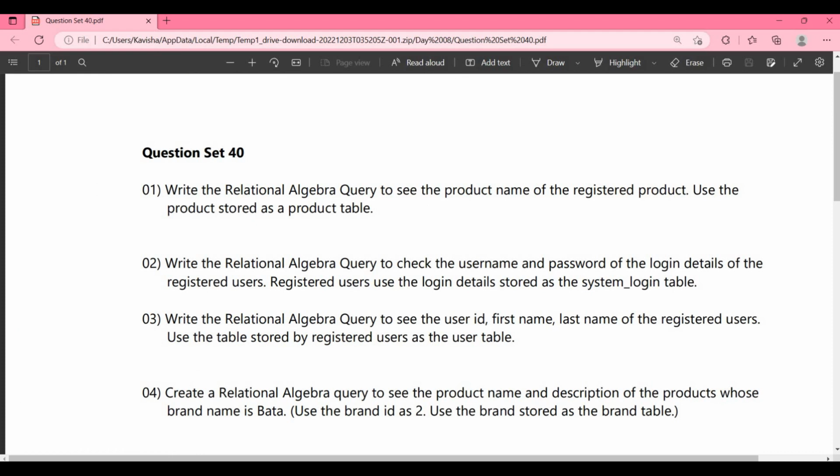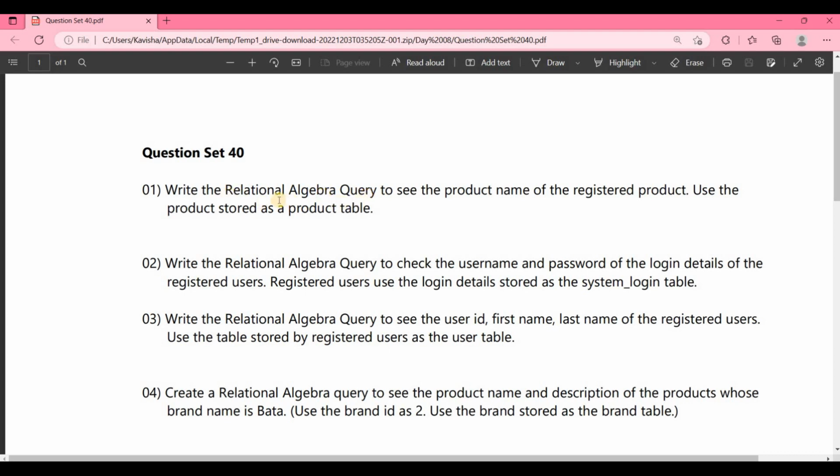So in my previous videos I have already discussed the questions related to the same scenario and I have already created the databases. So in the first part of this question, we have to find the product name, but we have to use the relational algebra query. So in previous videos, we have discussed the questions related to the SQL query. But in this question, in the 40th question set, we have to use relational algebra query to discuss the question.